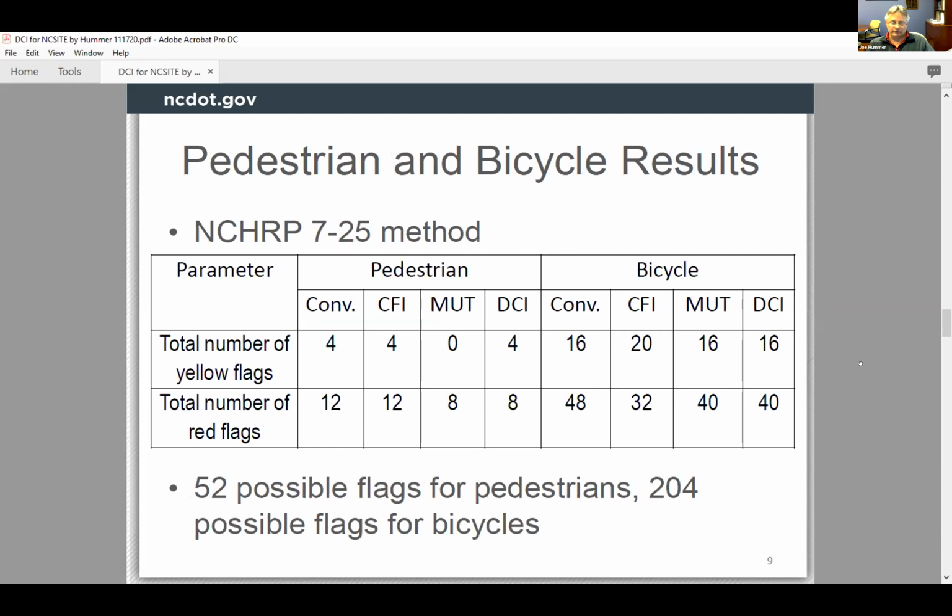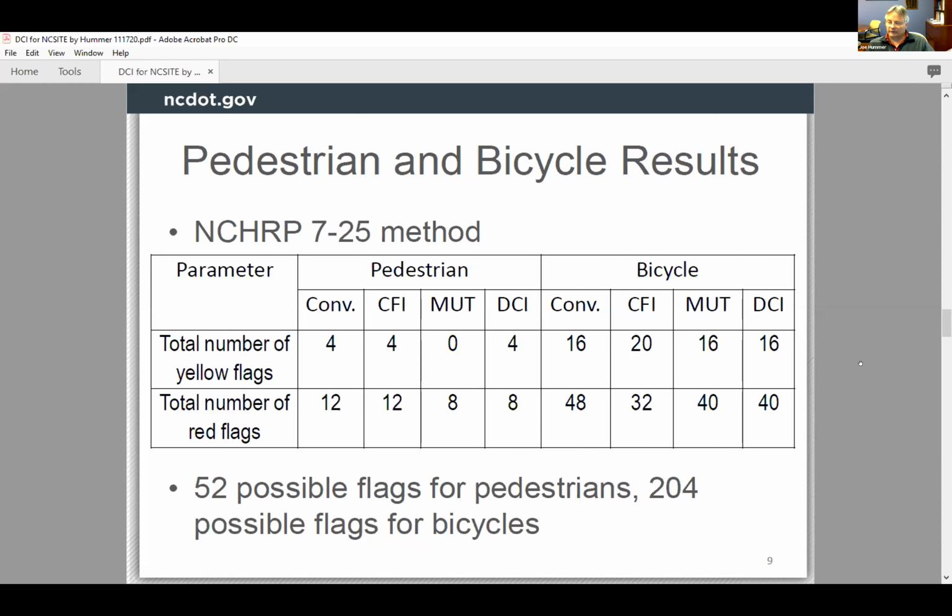We ran the NCHRP 7-25 method, the so-called 20 flags method, on these competitors to look at pedestrian and bicycle movements. And let's take a look at those here in this slide. For pedestrians, you might remember that there's 52 potential flags at a 4 approach intersection. The DCI, not quite as good as median U-turn. Median U-turn only had 8 flags, DCI had 12, but DCI better than conventional, which had 16 flags, and better than CFI, which had 16 flags. DCI gives pedestrians a better deal based on this methodology.